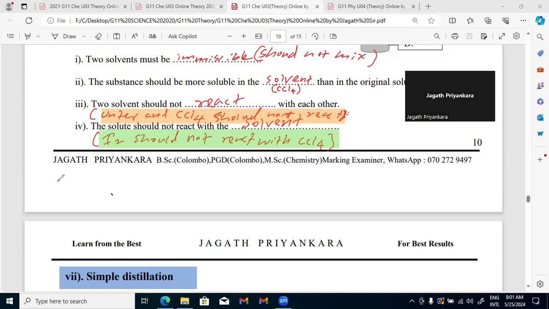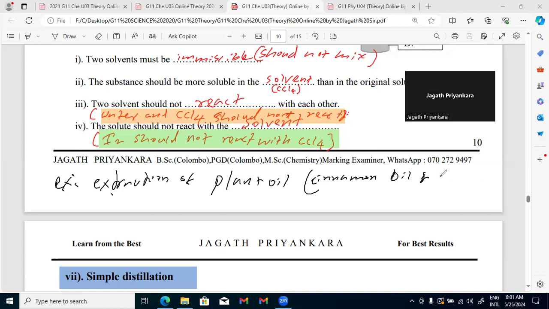So you can write applications. Examples for the application is what? Extraction of plant oil. We can use solvent extraction. You can write one application for this. Example, cinnamon oil from cinnamon leaves. Like that, extraction of plant oil. Sometimes we call it essential oil.